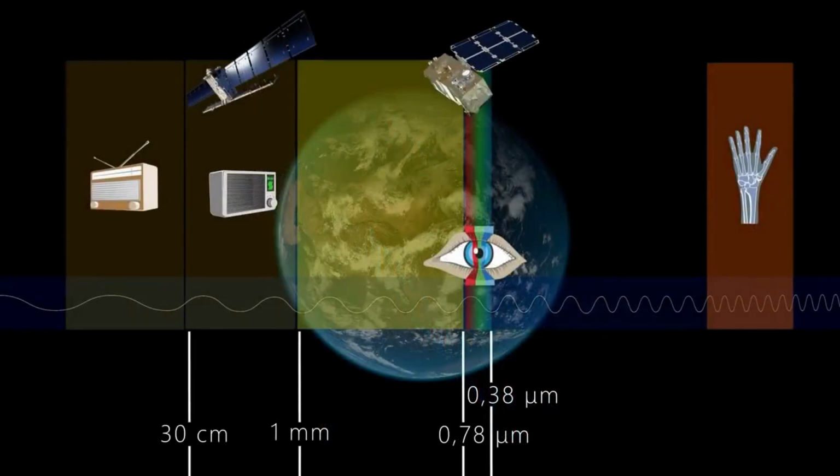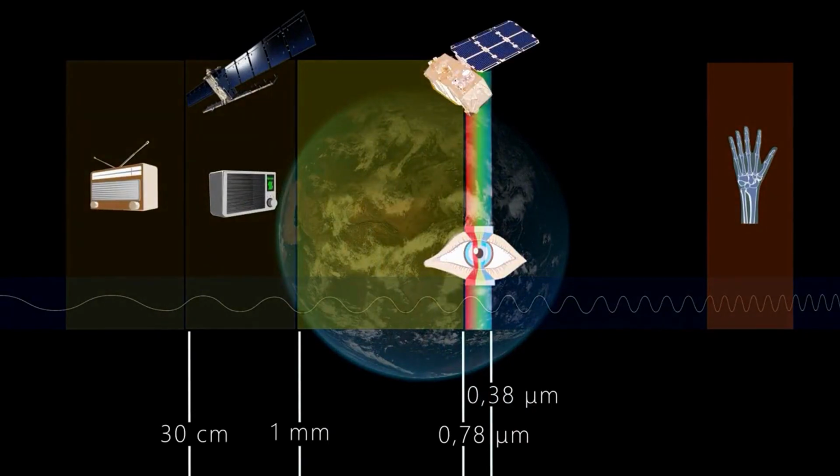However, visible light is in the shorter range of the electromagnetic spectrum. And with shorter wavelengths, higher resolutions can be achieved more easily than with the significantly longer radar waves.